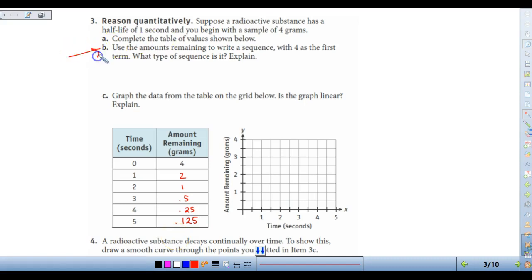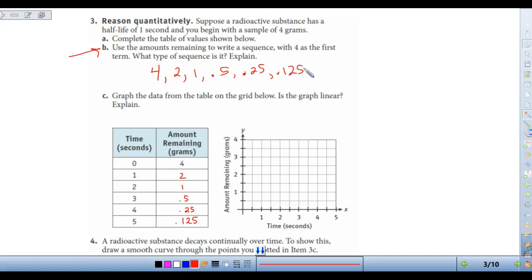This is part B. Write a sequence with 4 as the first term. So 4, 2, 1, 0.5. Remember, a sequence is just a list of numbers. 0.25. Better make my decimals bigger. They're easy to miss. 0.125.